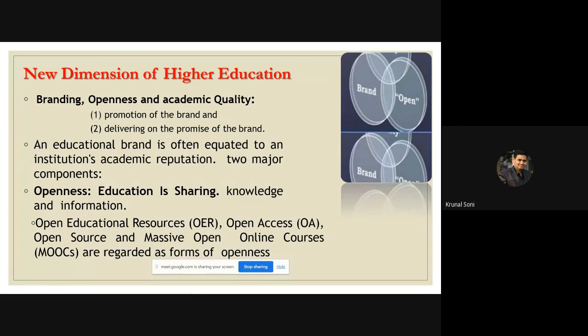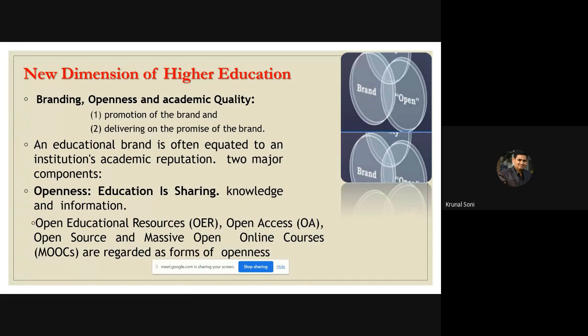So this is called branding, openness, and academic quality. Branding means the name and fame that our institute has earned by putting in efforts from before, right? So we have to promote our brand in such a way that we can get the maximum potential from the market. And not only promoting the brand will work for us; at the same time we need to ensure that whatever promises we have made to the market, we actually deliver those promises as far as our brand is concerned.